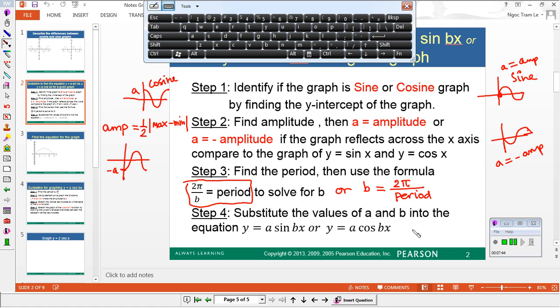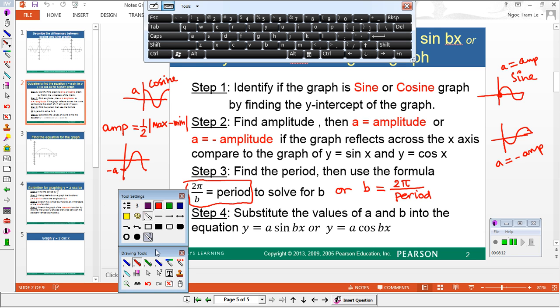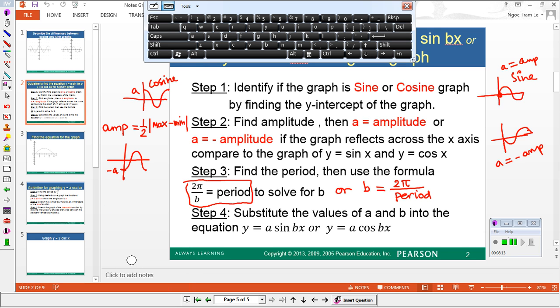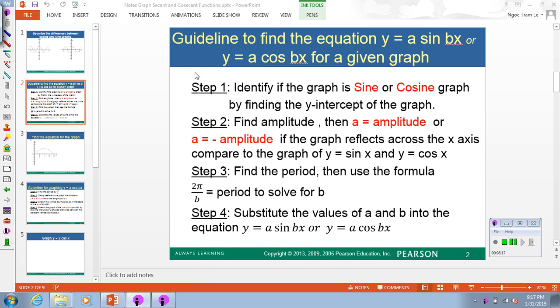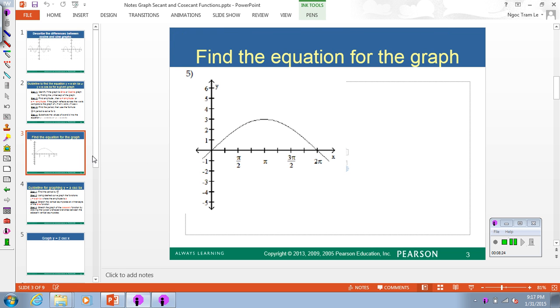And lastly, step number 4, you are going to substitute the value of your A and B into the equation, either the sine equation or cosine equation, to find the equation for the graph. Go ahead and write this note down, and then we are going to do the example now. Make sure that you have this note down. I'm going to start with the example.